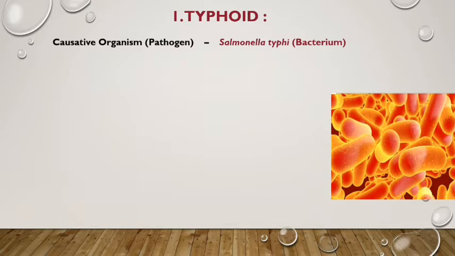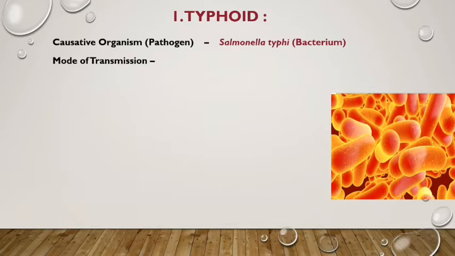So my dear student, one picture here you can see. These are Salmonella typhi, that bacterium. Salmonella typhi bacteria you can see here in the diagram. These are Salmonella typhi. Then my dear student, now let us see the mode of transmission, that means how they cause disease in humans.